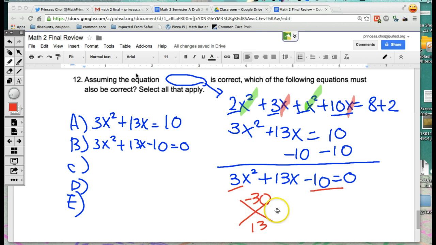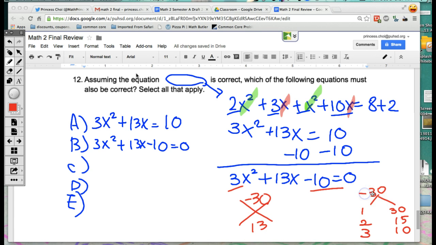Okay, so now what times what is negative 30 and what plus what is 13? 10 and 3? Oh yeah. 1 times 30 is 30. 2 times 15 is 30. And then 3 times 10 is 30. And you're right, 3 and 10, we can make 13. But no, we can't, because it's a negative.